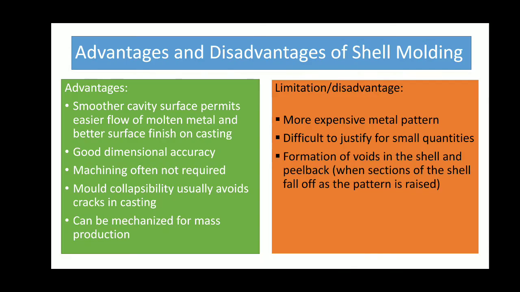Now the advantages and disadvantages we already know. A smoother cavity is there, and with smooth cavity surfaces machining generally is not required. For mass production it can be mechanized, but as we are talking about a metal pattern, sometimes it is expensive and not that suitable for small quantities, and sometimes formation of voids in the shell and peeling back occurs. Those are the difficulties that we have to mention.